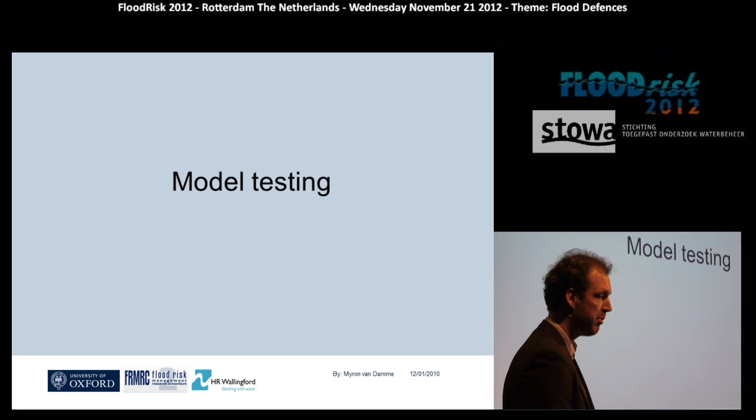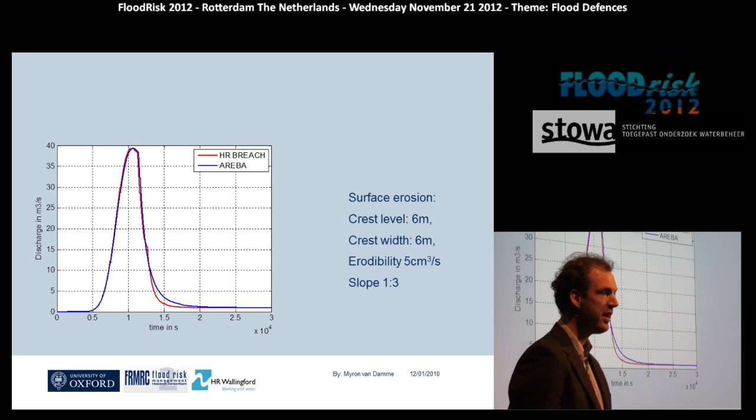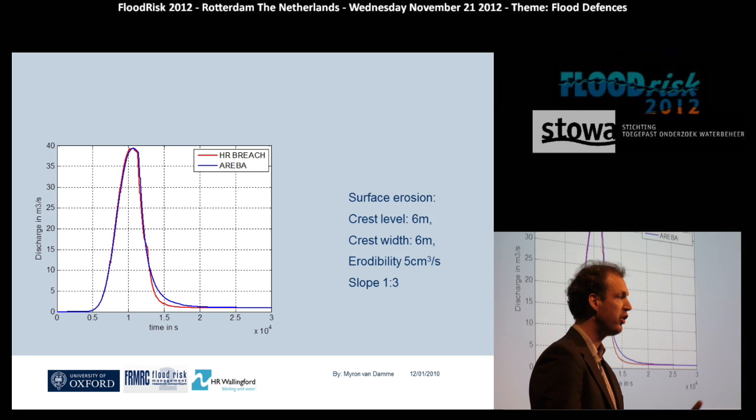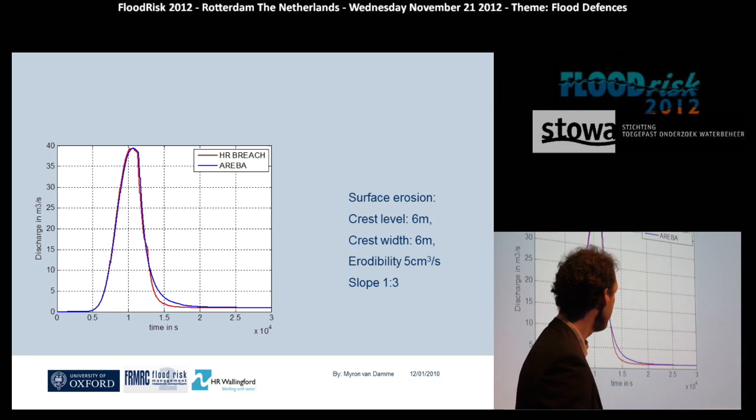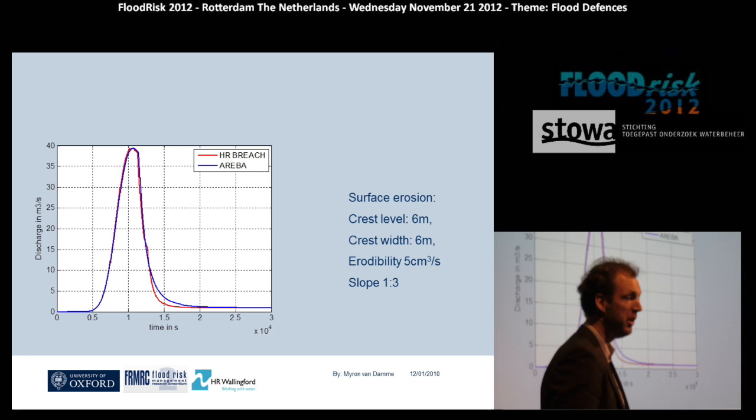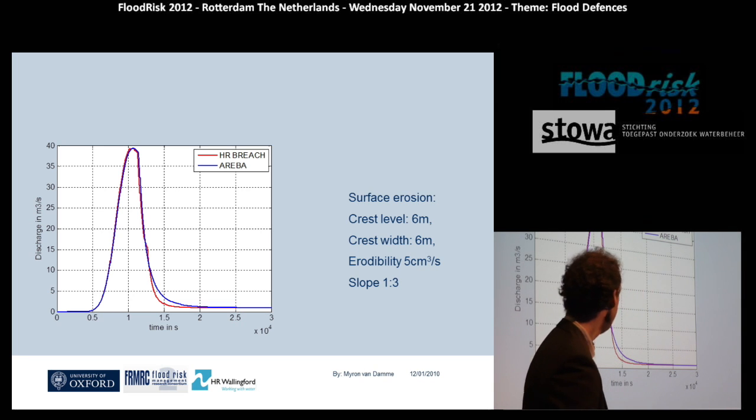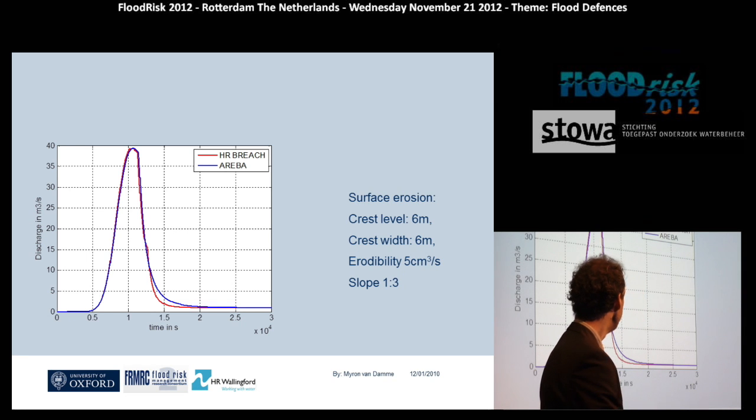So what will happen if you test this model? We compared the outcomes of this model with the HR Breach model. This Ariba model takes around half a second to run. HR Breach model runs take around 10-12 minutes. For a crest level of 6 meters and a crest width of 6 meters, and an erodibility of 5 centimeters per second, sorry, and the slopes on both sides are 1 in 3, you get this result. It's perfectly overlapping, so this is a very good result, we would say.